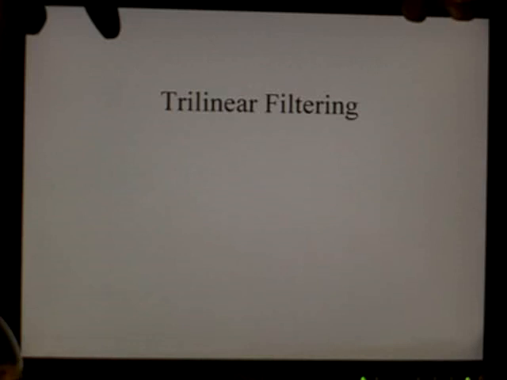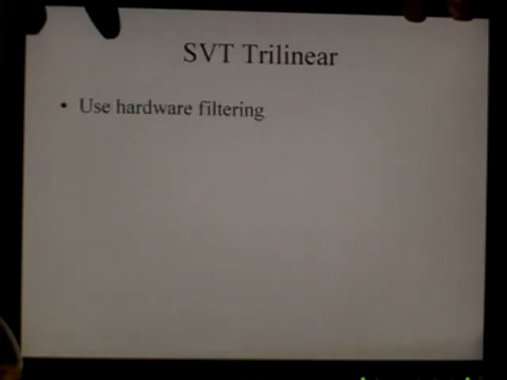All right, trilinear filtering. We want to turn on trilinear filtering, so that's how we turn on bilinear filtering. So we want to turn on trilinear filtering, and again, it's the same thing. We want to use hardware filtering. I don't want to just sample myself from two separate MIP levels to make two separate virtual MIP level samples and weight between them myself. I want to use the hardware filtering.